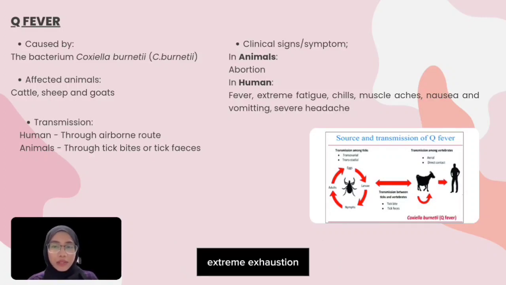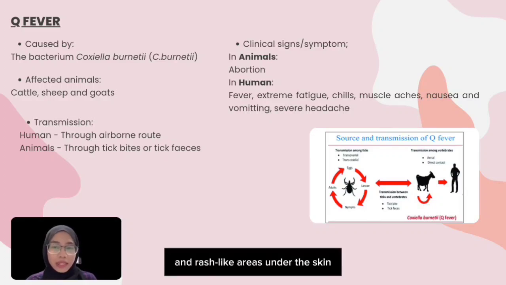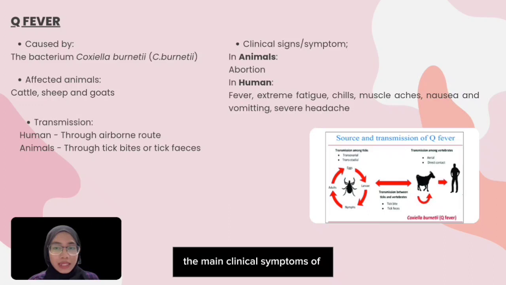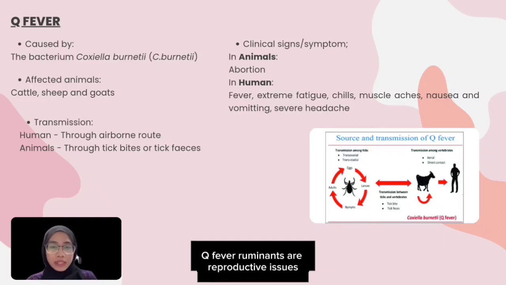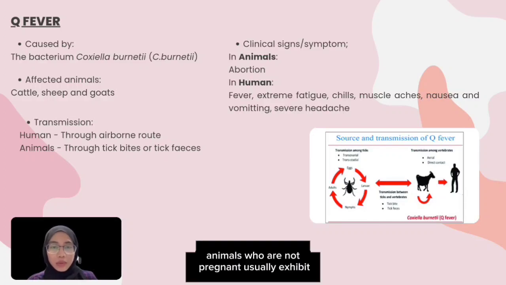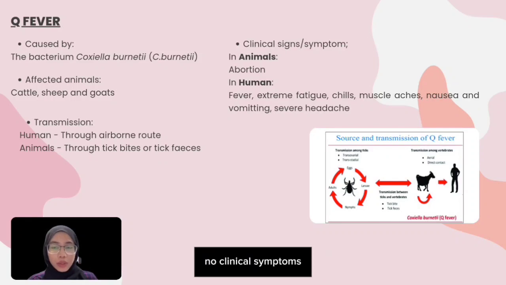Fever, extreme exhaustion, chills, sweats, muscle aches, sensitivity to light, severe headache, nausea and vomiting, diarrhea, cough, chest discomfort, stomach pain, and rash-like areas under the skin are some of the clinical indicators in people. The main clinical symptoms of Q fever in ruminants are reproductive issues. These include metritis, mastitis, infertility, stillbirth, and abortion. Animals who are not pregnant usually exhibit no clinical symptoms.